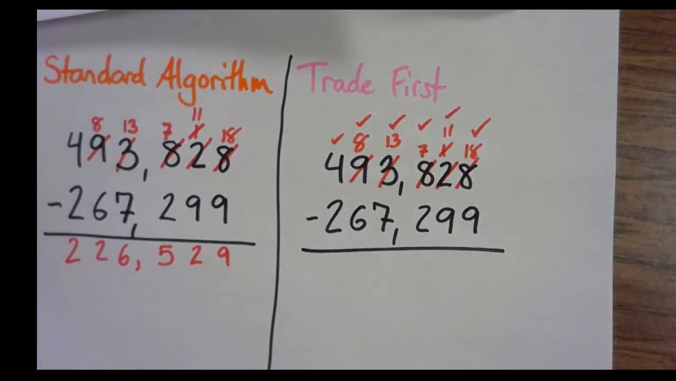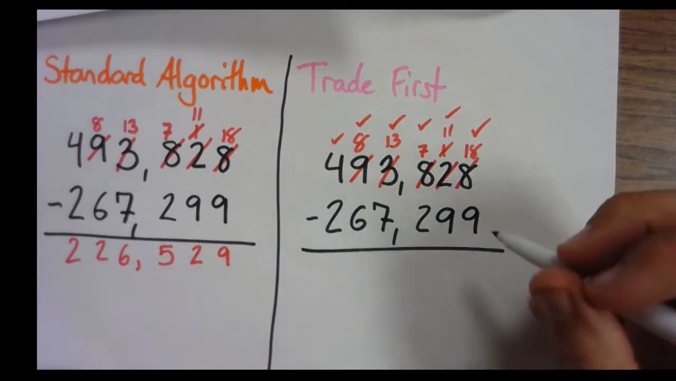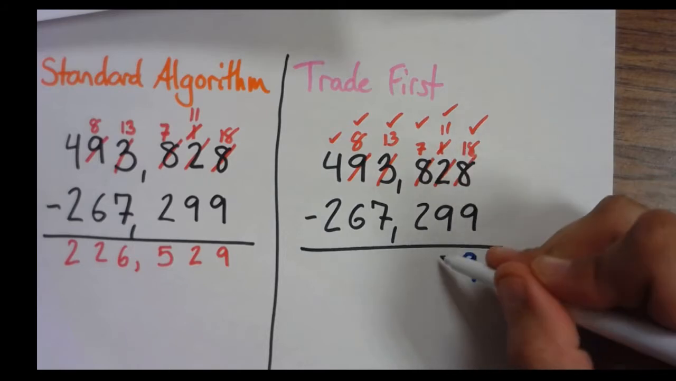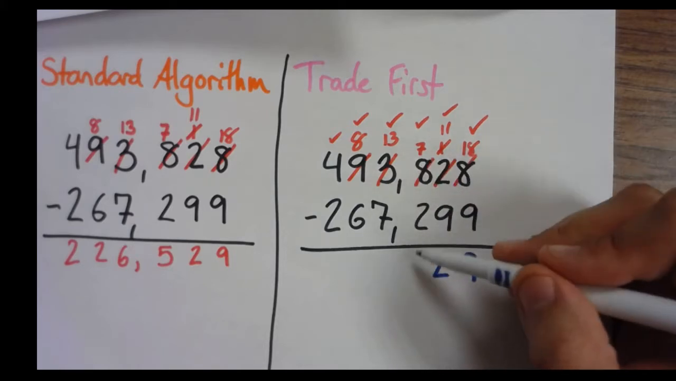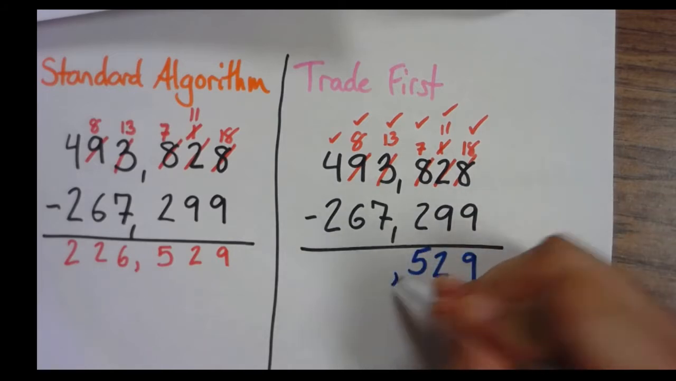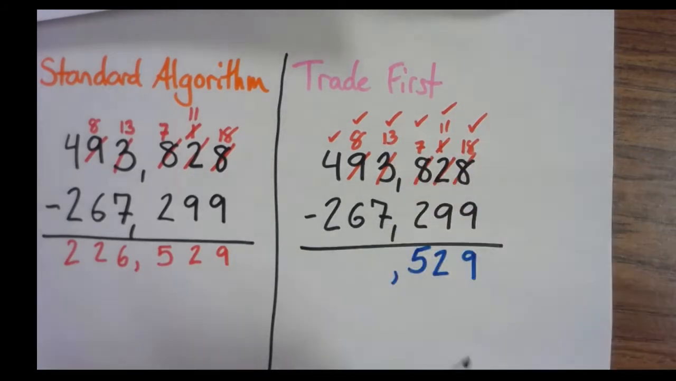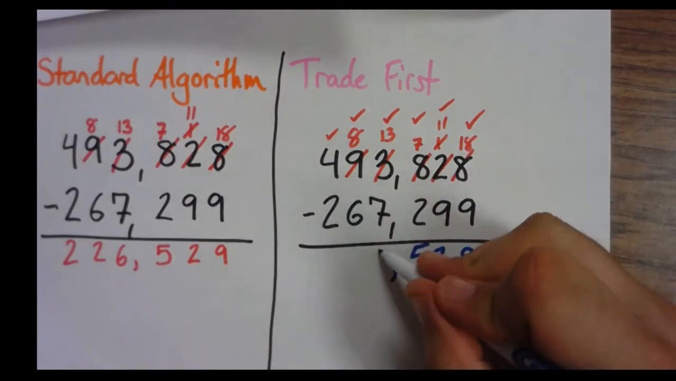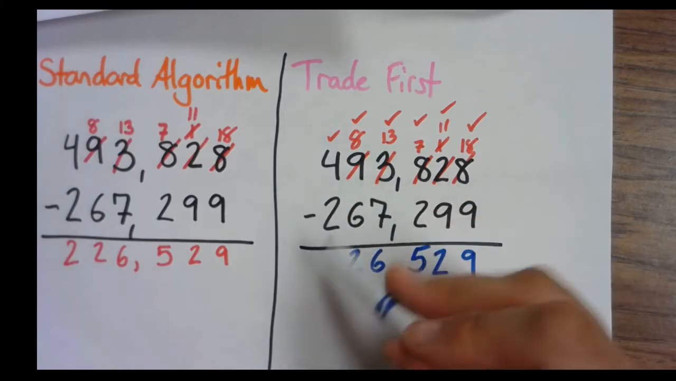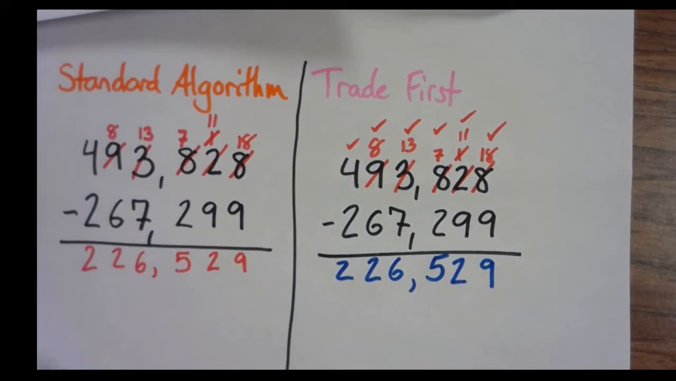And now I'm going to do my actual subtraction. So 18 minus 9 is 9. 11 minus 9, that's 2. 7 minus 2 is 5. 13 minus 7, I can do. That's 6. 8 minus 6 equals 2. 4 minus 2 equals 2. 226,529.